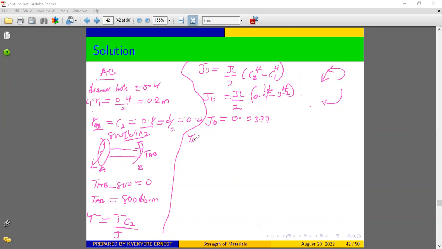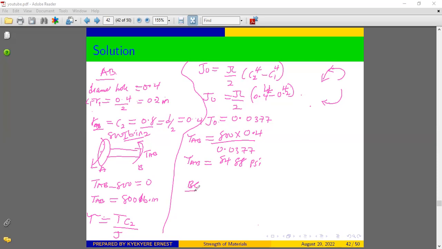And we can calculate our shear stress in AB. Using this formula, it is equal to 800, which is our torque, times C, the outer radius, which is 0.4, over our J, which is 0.0377. And from here, tau AB gives us a value of 8488 PSI.